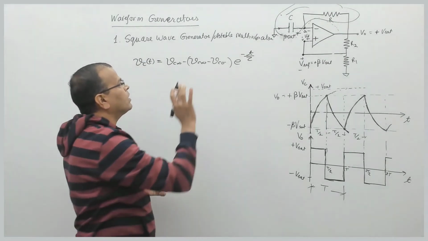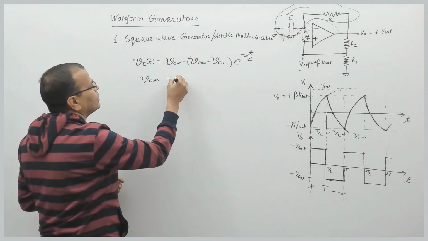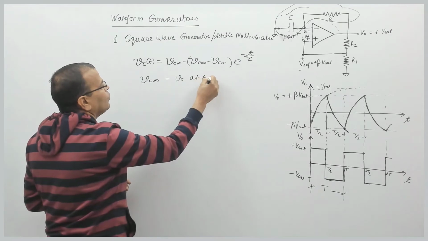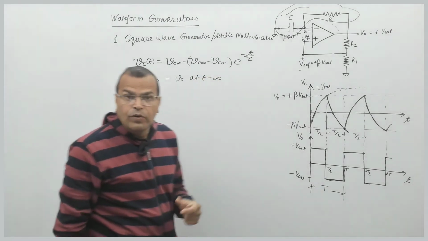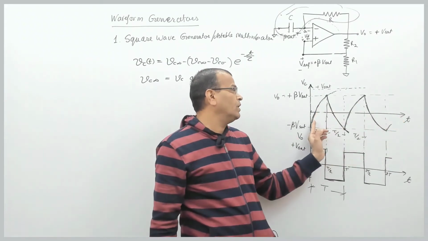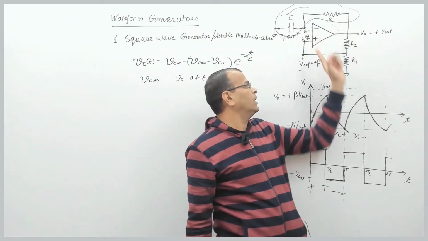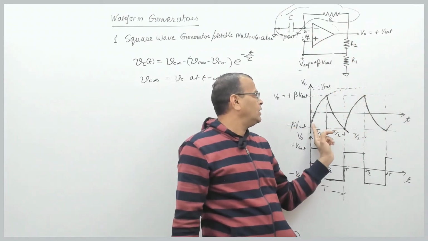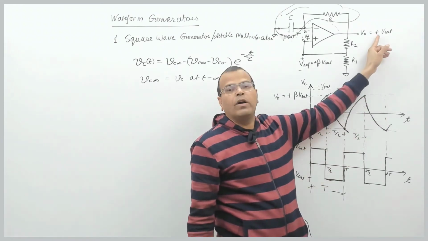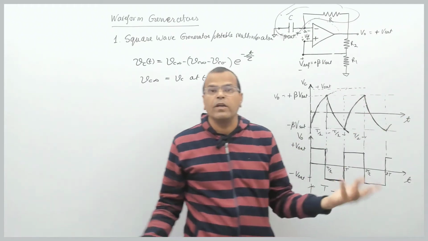Fine. What is Vc infinity? Vc infinity is the voltage across the capacitor Vc at t equal to infinity. Here I am talking about t equal to infinity, but we take only one cycle. If I leave this capacitor charging continuously through this resistance, what will be the final value? Finally it will reach a level of plus Vset. So that value is infinity.